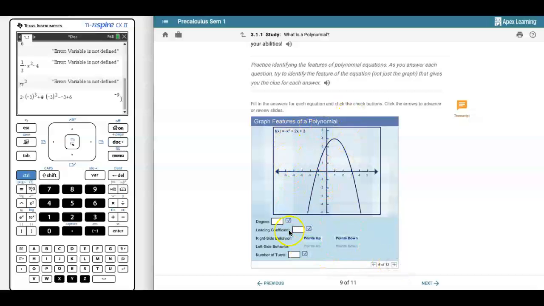All right, now what you're going to notice here is I've got a degree of 2 still, but now my leading coefficient is -1. All right. Right side's pointing down and the left side's pointing down, and I still have 1 turn. Okay.